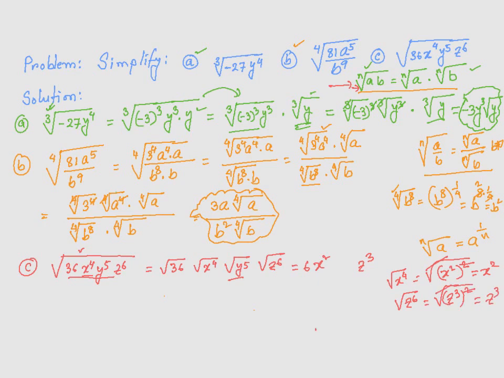Now square root of y to the power 5, I could break it down to square root of y to the power 4 times y, which is the same as square root of y to the power 4 times square root of y. Now as we have done for x, this is going to be just y square times square root of y. So y square times square root of y. And that's your final answer for this.